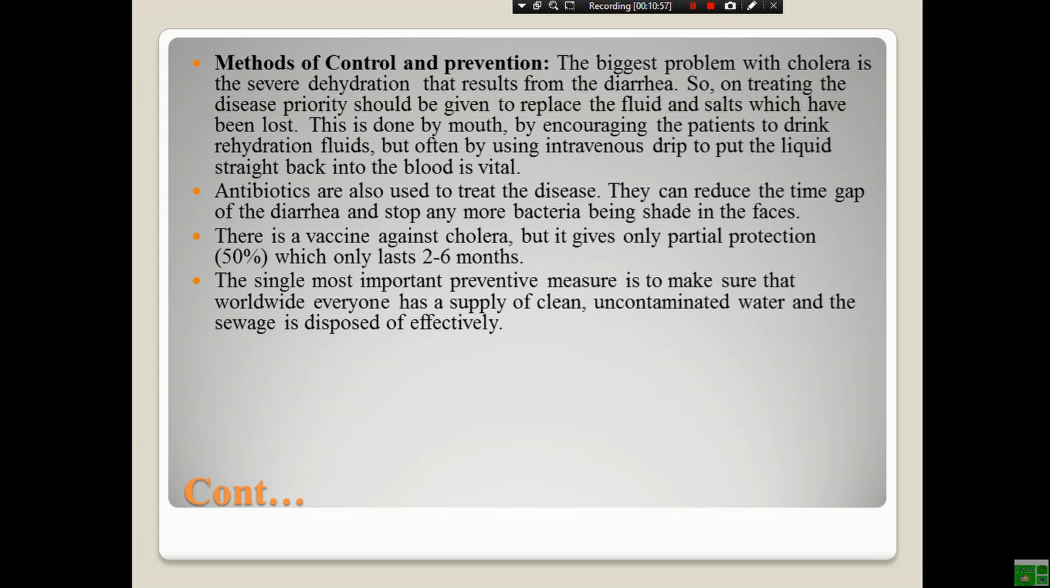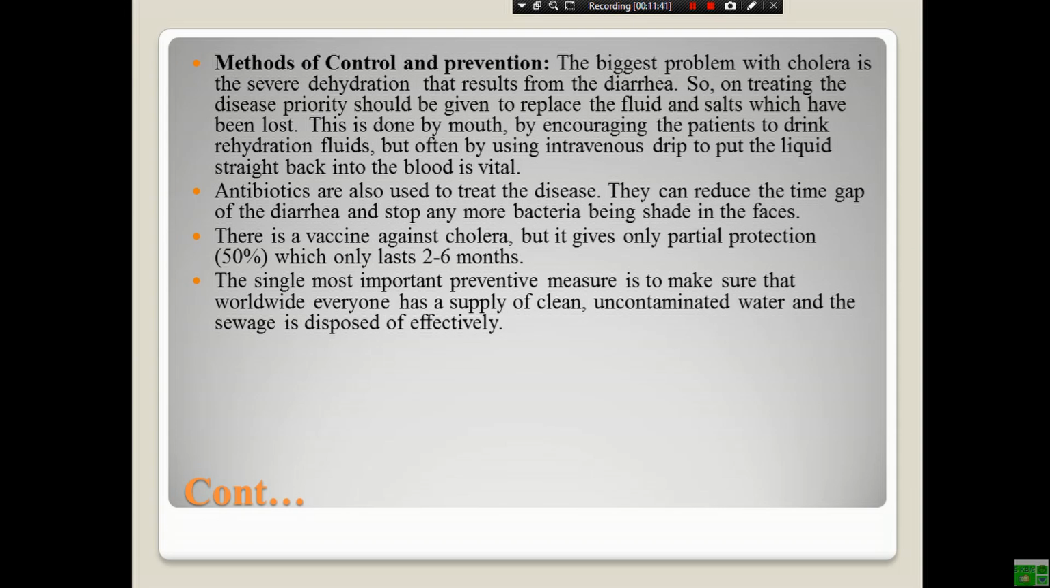Methods of control and prevention of cholera-infected patients. The biggest problem with cholera is the severe dehydration that results from the diarrhea. So, in treating the disease, priority should be given to replacing the fluid and the salts which have been lost. This is done by mouth, by encouraging the patient to drink rehydration fluid, but often using an intravenous drip to put the liquid straight back into the blood is vital.